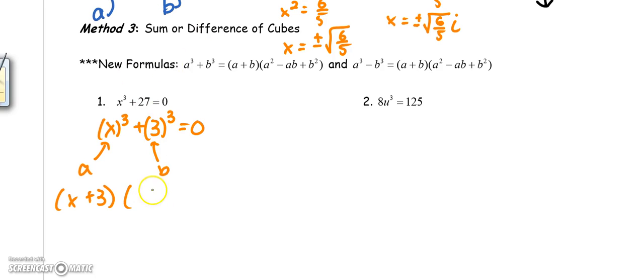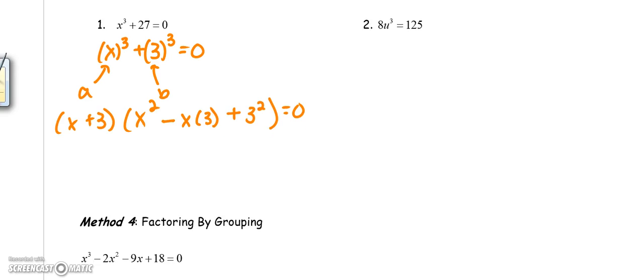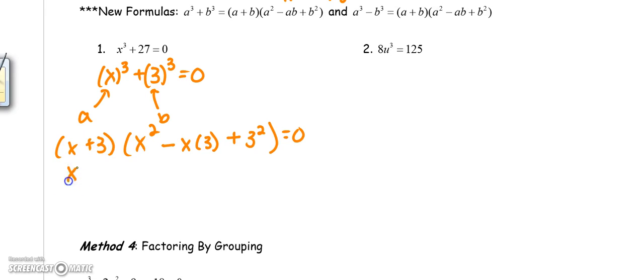that should be an A cubed, sorry, that should be A squared, A squared minus x times 3 plus 3 squared. Ooh, that shouldn't be an A, that should be an x. Oh boy, sorry for all those mistakes, guys. So now I'm going to go ahead and simplify that second equation there. So I've got x plus 3 times x squared minus 3x plus 9 equals 0.